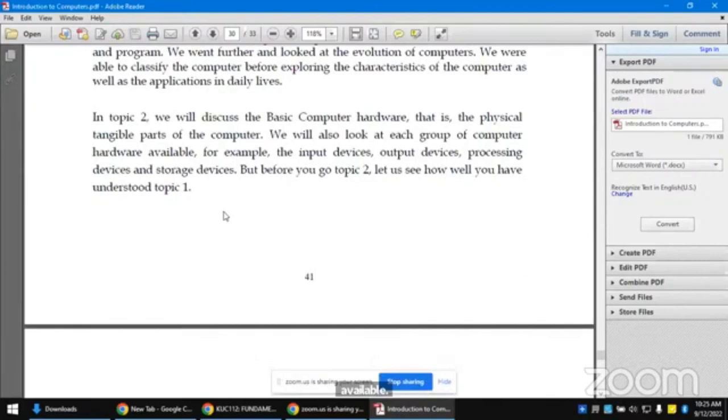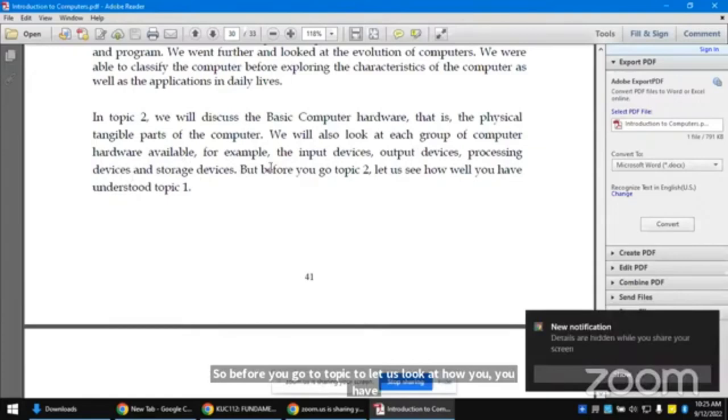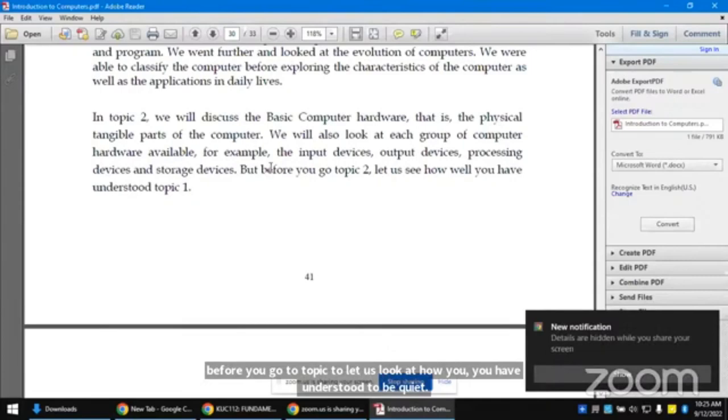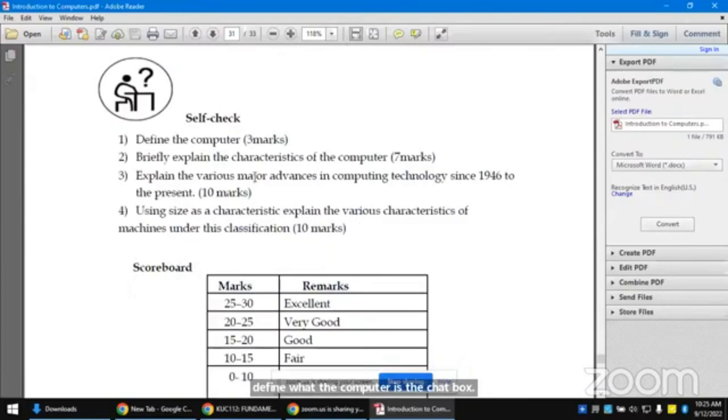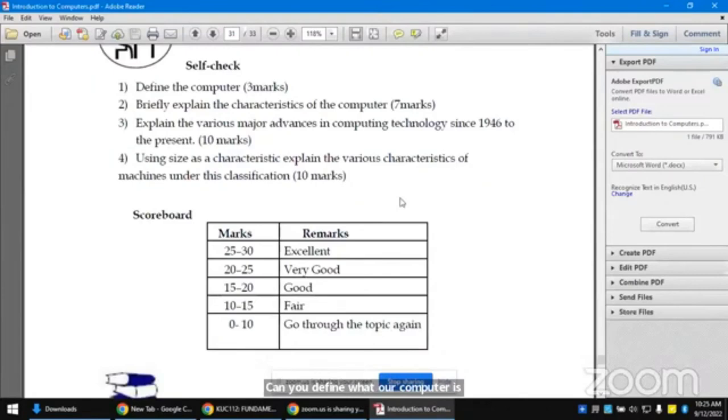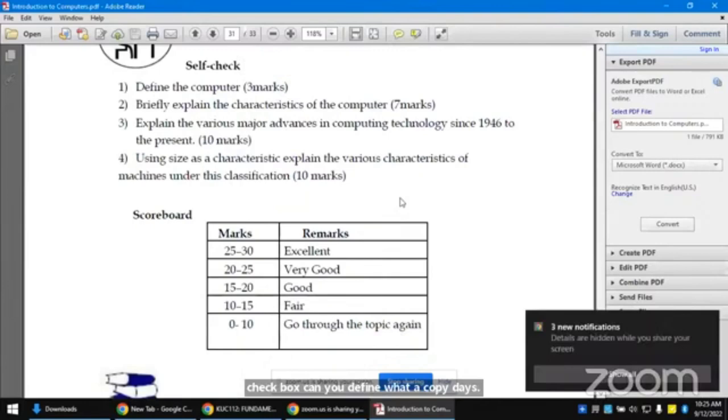Before you go to topic two, let us look at how you have understood topic one. Kindly, in the first question, type the answers if you can in your chat box. These are self-check questions. Can you define what a computer is in your chat box? Can you define what a computer is? So in your self-check box, can you define what a computer is? What are the characteristics of a computer? Can you type that in your chat box?